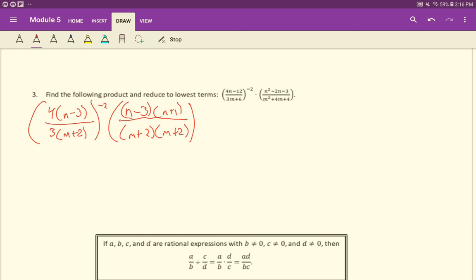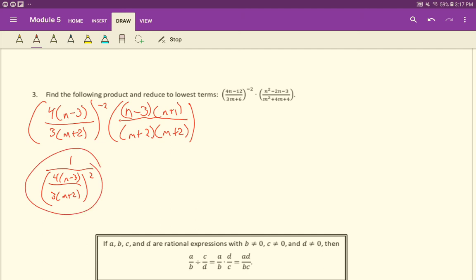Now, at first glance here, you might be like, whoa, wait a minute. This n minus 3 is in the numerator along with the n minus 3. They're not going to cancel. But don't forget we have this negative 2. And remember that when you raise something to a negative exponent, that's the same thing as doing the reciprocal. So this is the same thing as saying 1 over 4 times n minus 3, 3 times m plus 2, that quantity there to the second. So we take that negative exponent and we move this whole thing into the denominator of a fraction. Okay, but remember when you do 1 over something, that just really reciprocates it.